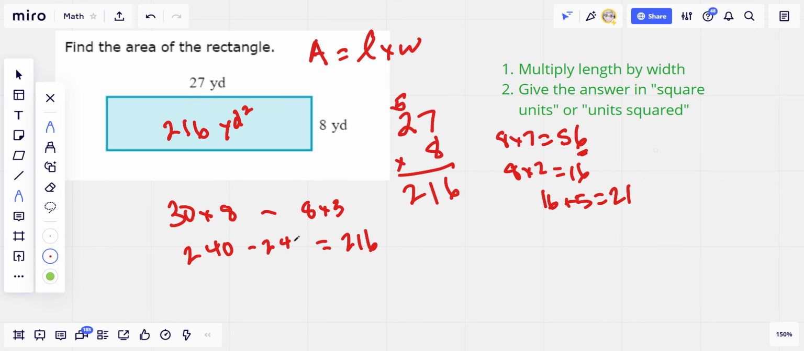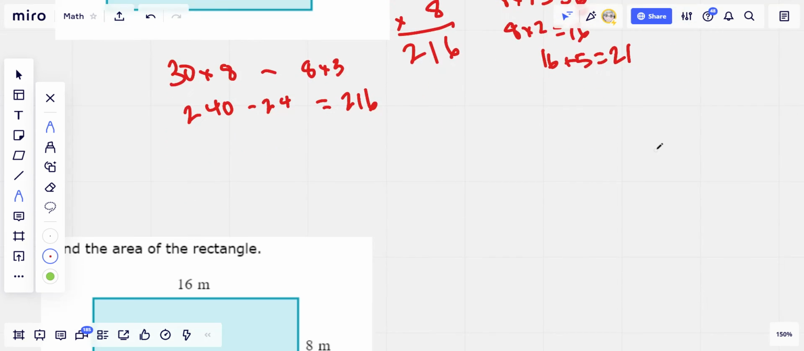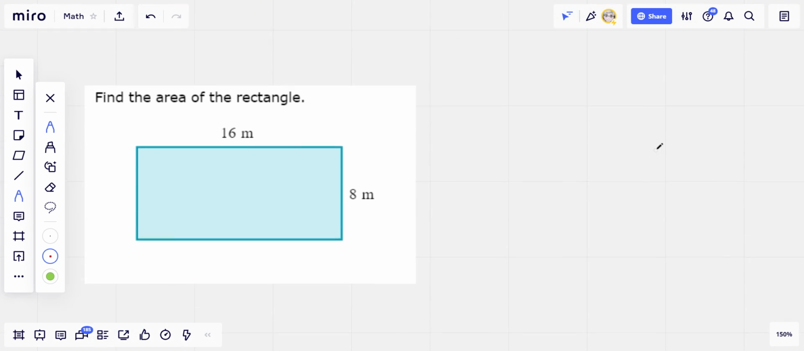Maybe this method is faster for you. I don't know. Give it a try, see what you think. Let's try one more of these right now. So here we've got 16 meters times 8 meters, and we're using this length times width to find the area. So we can do 16 times 8, whatever that is.